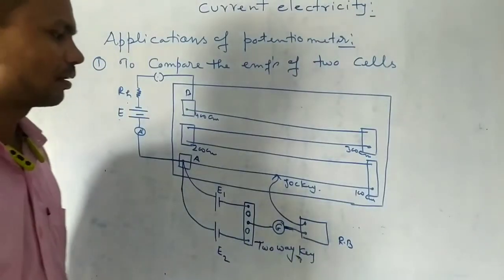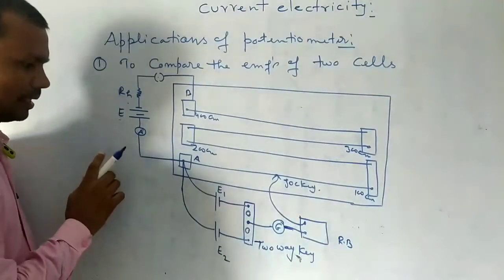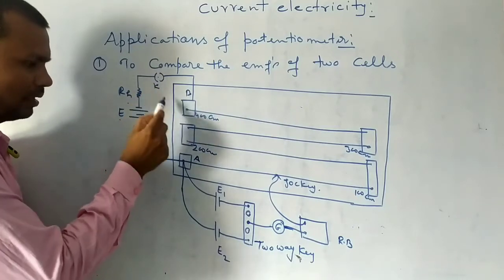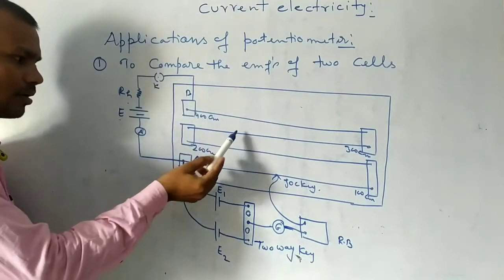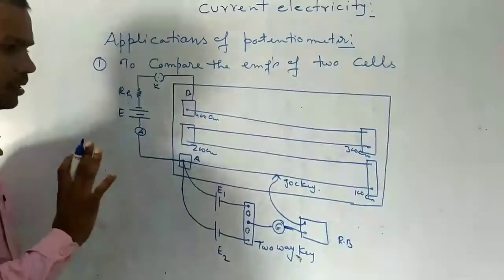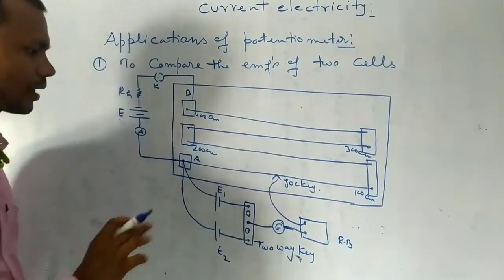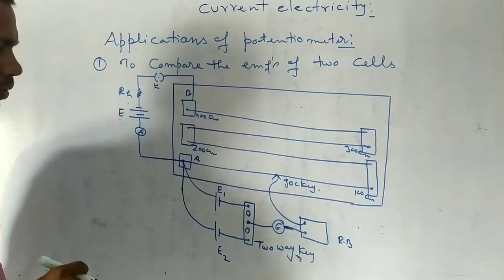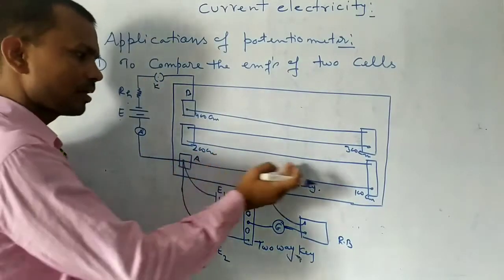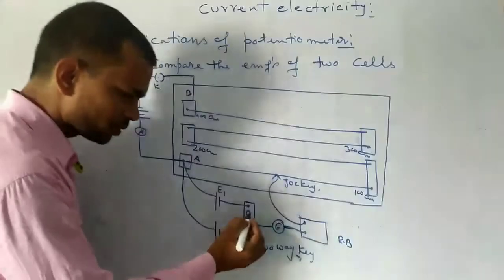Now how can we compare the EMF of the cells, right? So here you have to see, when this key is closed, a constant current is flowing in this potentiometer. This is the first step, and here no cell is introduced, right? So when we close this, continuous or constant current is flowing in it. After that, we are going to close this key.